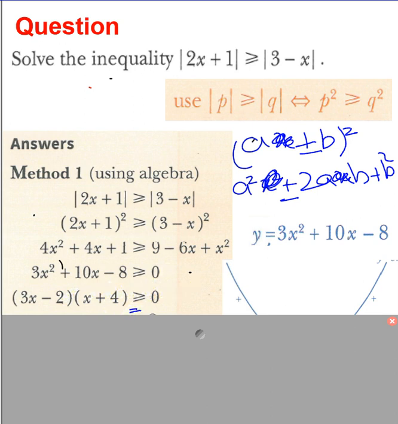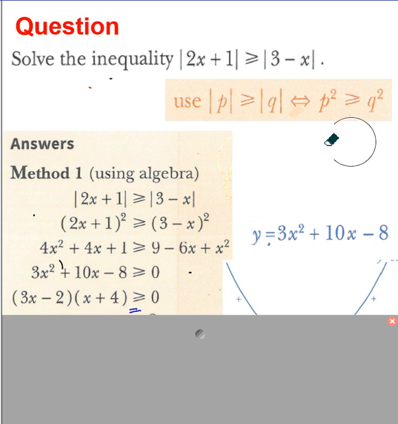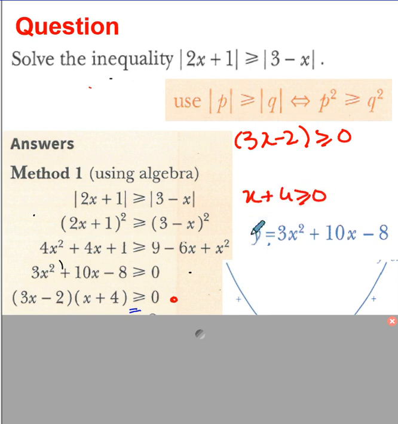But let me tell you here the common mistake made by students. 90% of students make this mistake. So let me tell you what actually happens. After reaching here, what students do, they take, for example, 3x minus 2 is greater than or equal to 0, or x plus 4 greater than or equal to 0. They deal with it like an equation, and they write x is greater than or equal to 2 upon 3 and x is greater than or equal to minus 4.